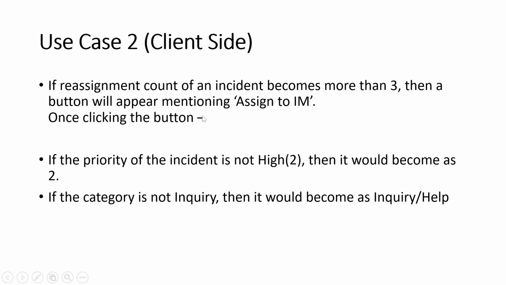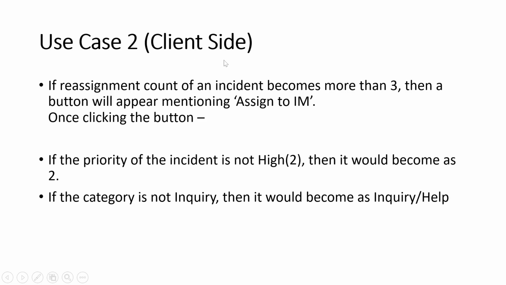So with the help of use case 2 and use case 3, what we are trying to do is, first, this button will appear if the reassignment count is 2. There would be an option for the resolver group people to directly assign the ticket to the IM team to check from their end by clicking a simple button. While clicking the button, as of now on the client side, it will change the priority to 2 if it is not already, and the category will become inquiry. That is possible with the help of client side, right?